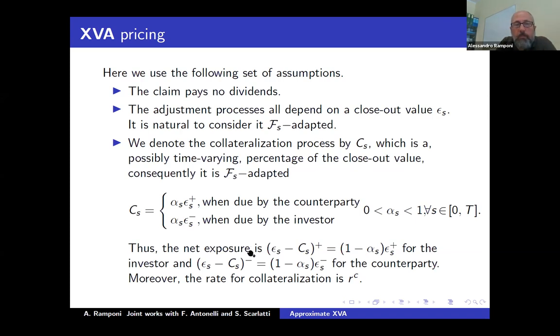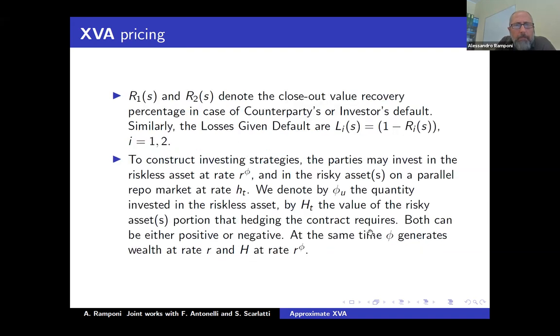Then at time S, the net exposure for the investor is the closeout value of the trade minus the value of the collateral account, with a positive part, and the converse for the counterparty. This collateral account generates wealth with a given rate, which is R_C, the collateral rate. We also consider the recovery percentage in case of default, which is related to the loss given default L.